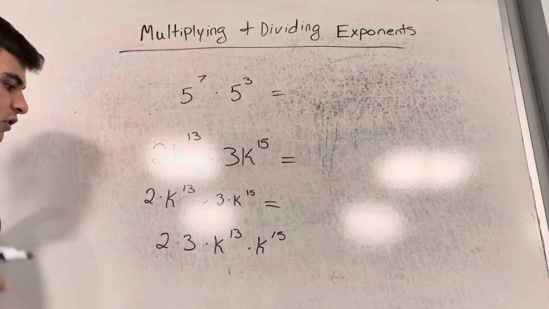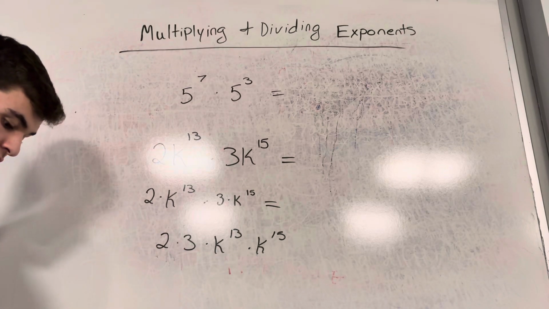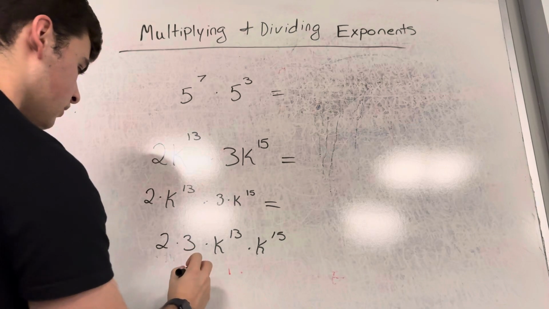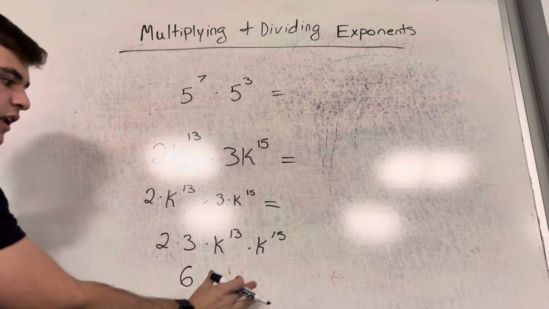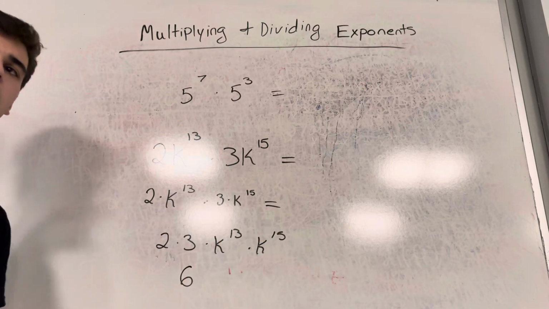All right. So we're going to take our coefficients here, and we're going to multiply them together. So we would see 6. And then we want to multiply our k to the 13th times k to the 15th.